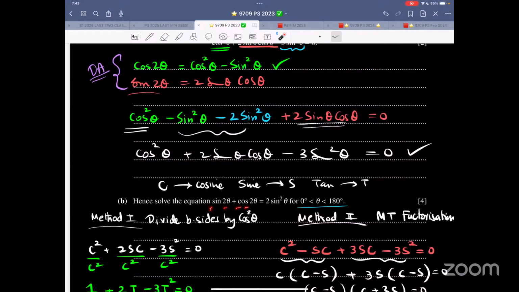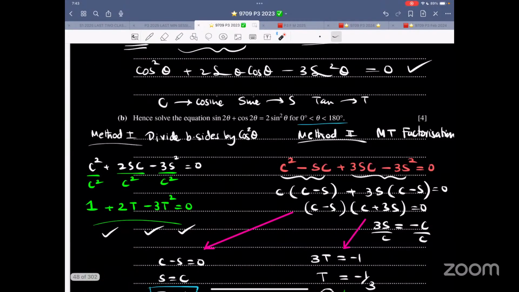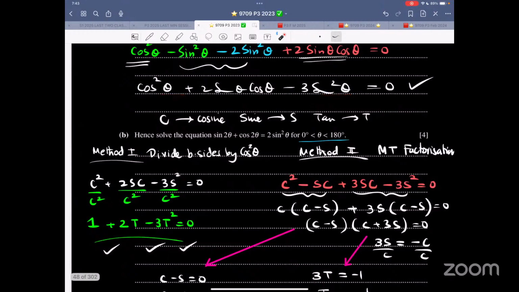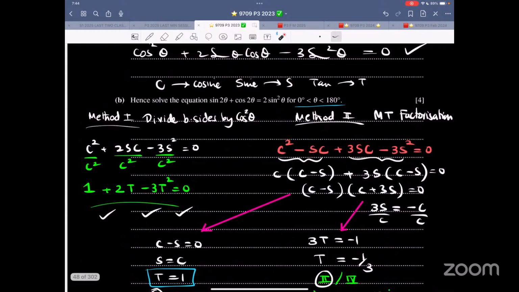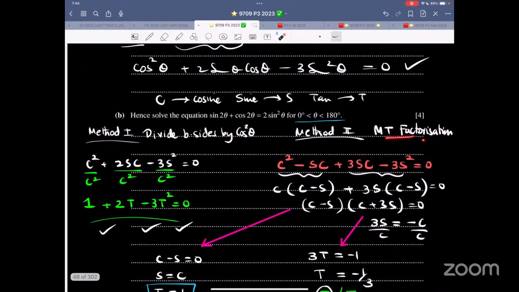Hence solve this equation for theta lying between 0 and 180. Now, one thing is that there is cos square, there is sine square, that is sine cos. I divided both sides by cos square theta. So that is one approach. I get this equation in tangent. The other method is middle term factorization. So it's a beautiful question which can be done in 2 ways.